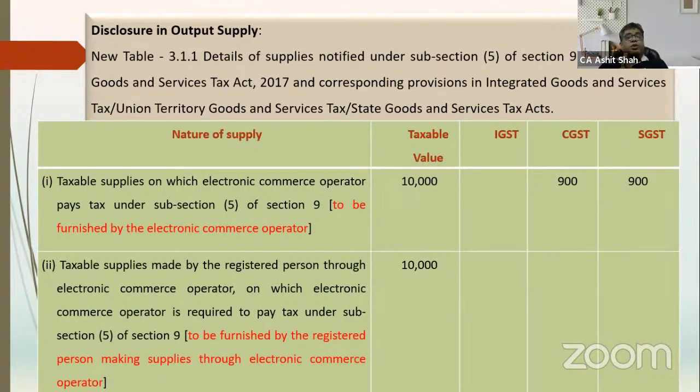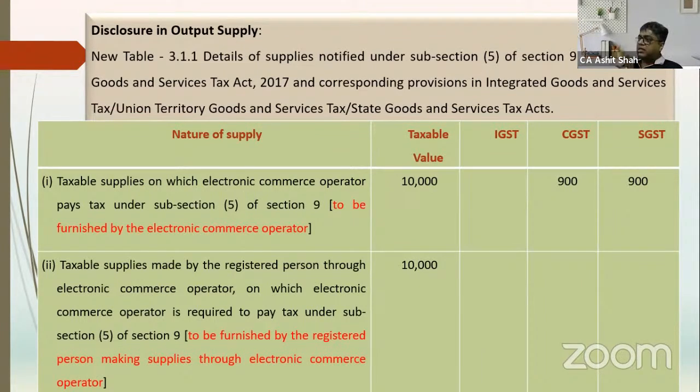Now, under 3.1.1, what they have to do? First is taxable supplies on which the e-commerce operator pays the tax under section 9(5). That means here the details have to be furnished by the e-commerce operator while filing their return in 3B. So the taxable value they have to prescribe. Now, under sub-clause 2, the details have to be compiled by those registered persons who are dealing through an e-commerce operator. That means, say for example, I am a small-time manufacturer and wanted to sell a product. So I approach Amazon to please sell my product, and my whole supply goes to Amazon.